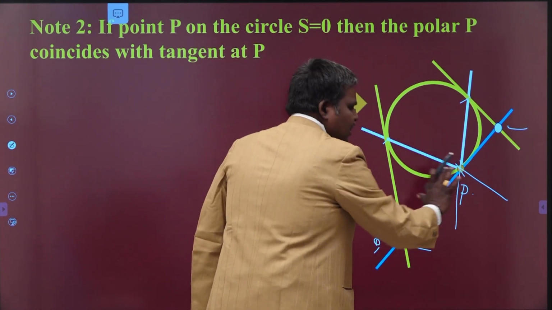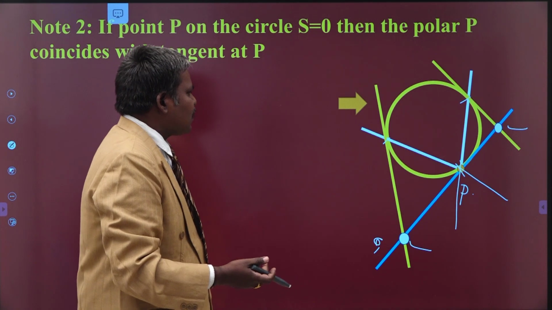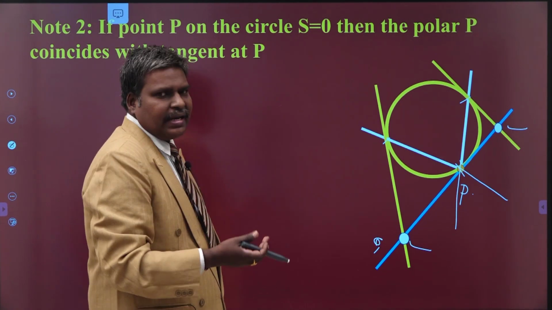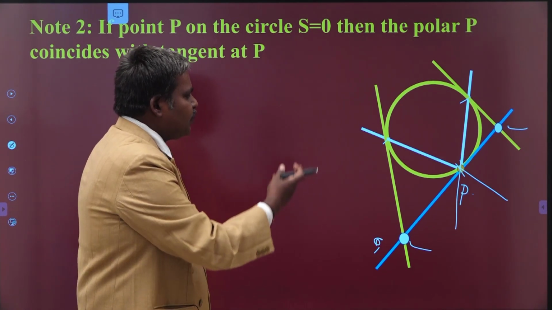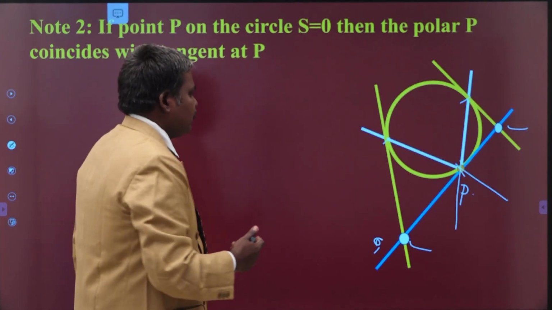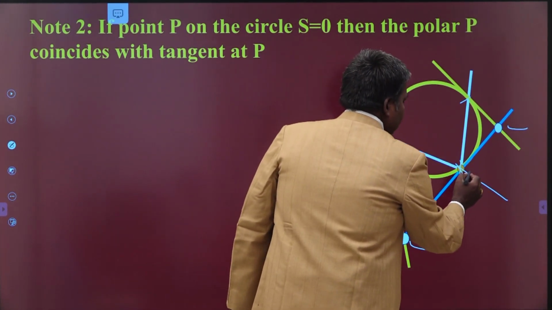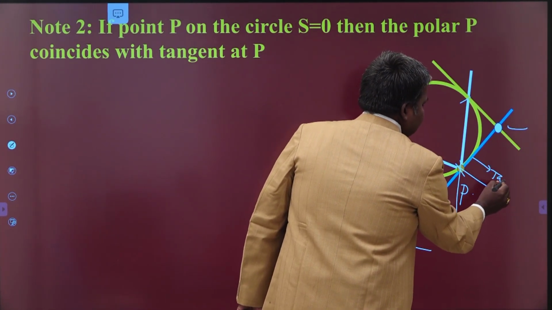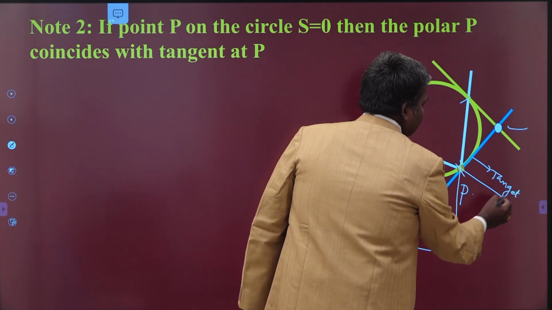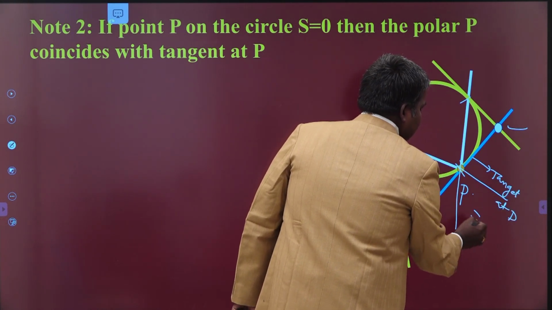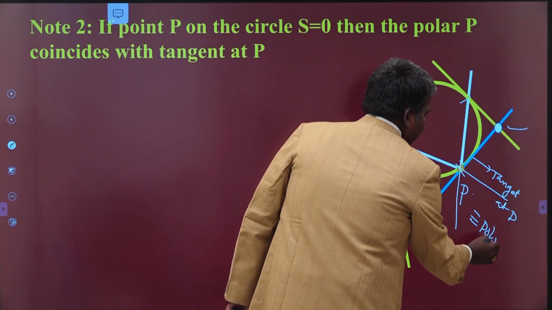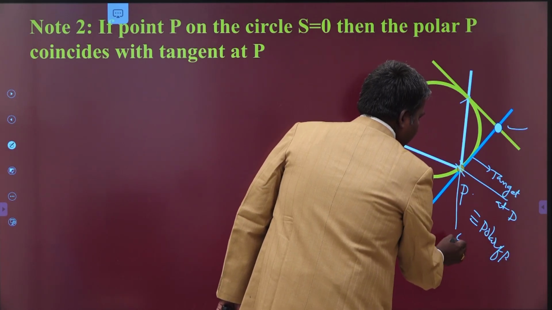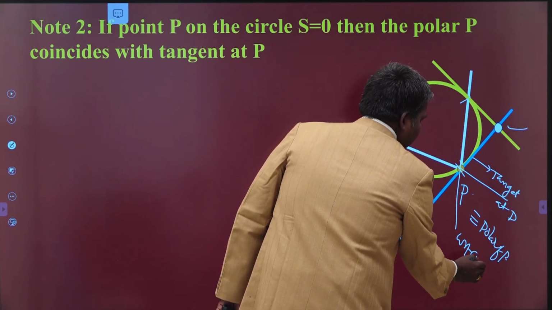This is the polar of P. At the same time, this is the tangent at P. So when your point is on the circle, immediately the tangent at P coincides with what now? Polar of P. Polar of P coincides with the tangent at P. This is the tangent at P, the same as the polar of P with respect to the circle.